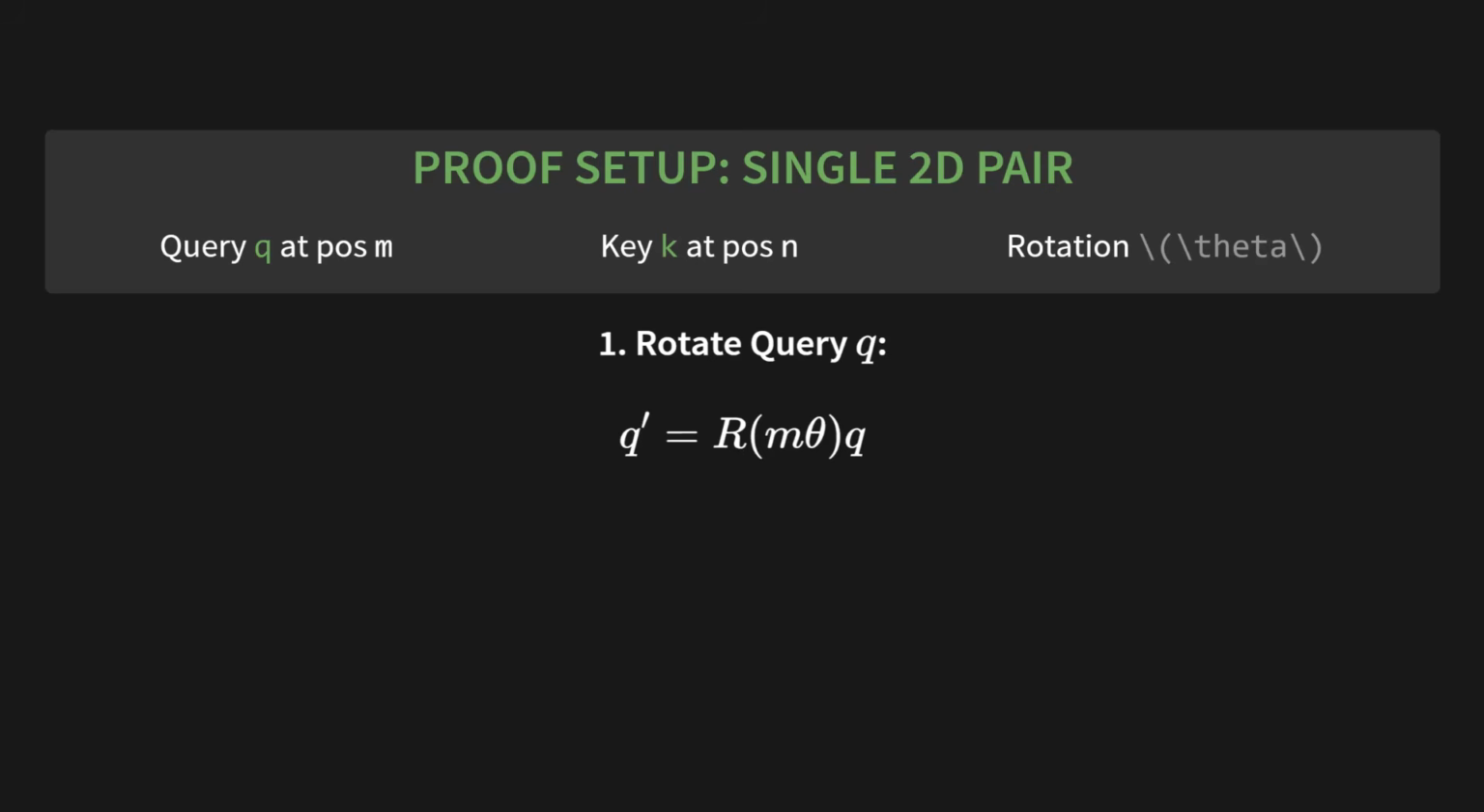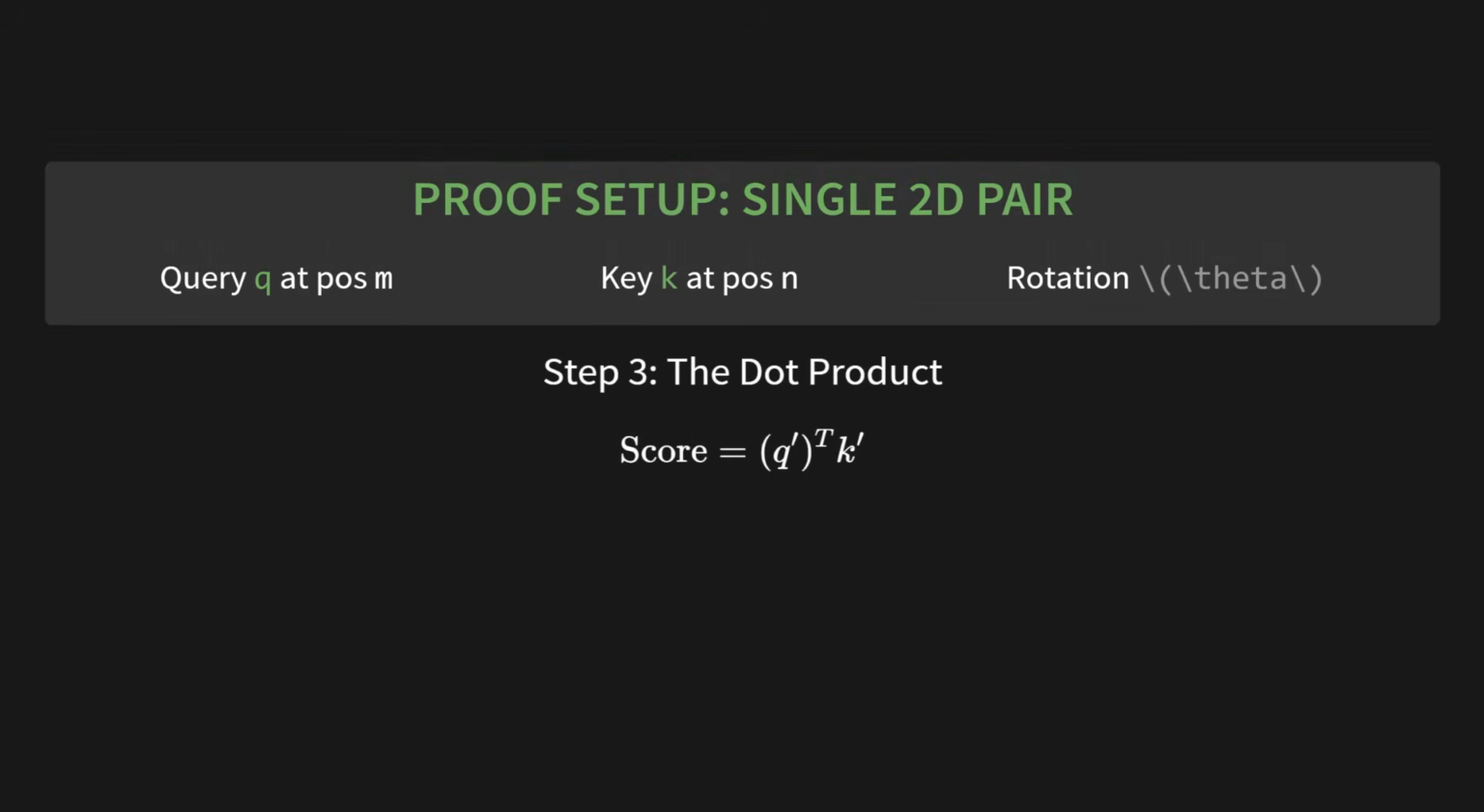First, we rotate the query, q. The new query, q prime, is the rotation matrix for m, theta, times q. Second, we do the same for the key. The new key, k prime, is the rotation matrix for n, theta, times k. Simple enough. Okay, on to step 3, the dot product. The final score is the transpose of q prime times k prime.